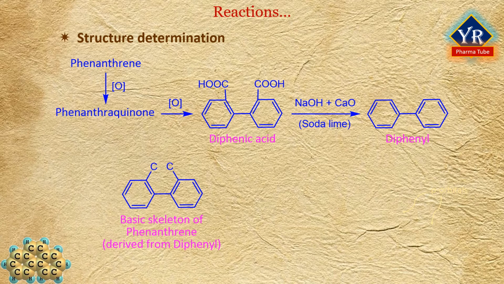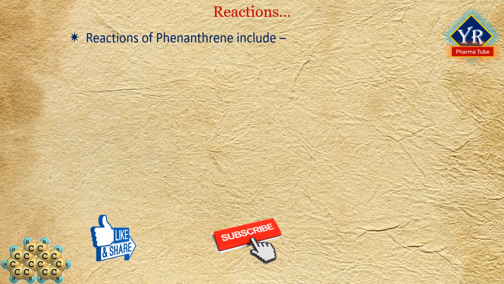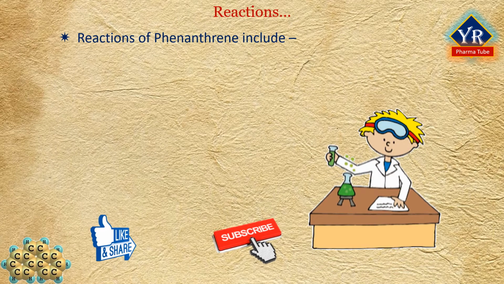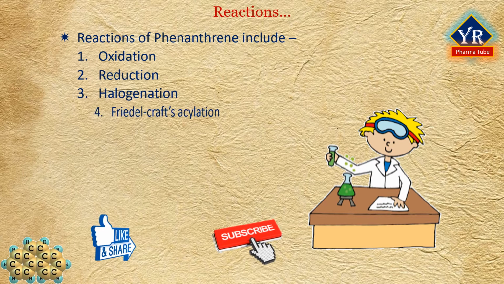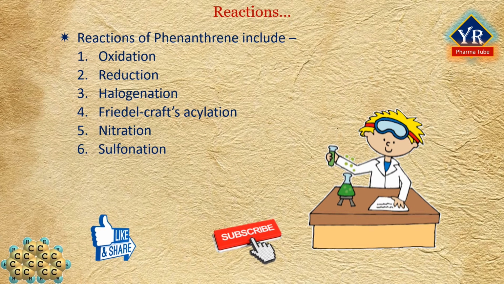Thus, the basic skeleton of phenanthrene is given based on the structure of diphenyl, and the accommodation of the remaining hydrogens indicates the structure of phenanthrene, where three benzene rings are fused in an angular manner. Some of the important chemical reactions of phenanthrene are described here. These include oxidation, reduction, halogenation, Friedel-Crafts reaction, nitration and sulfonation reactions.